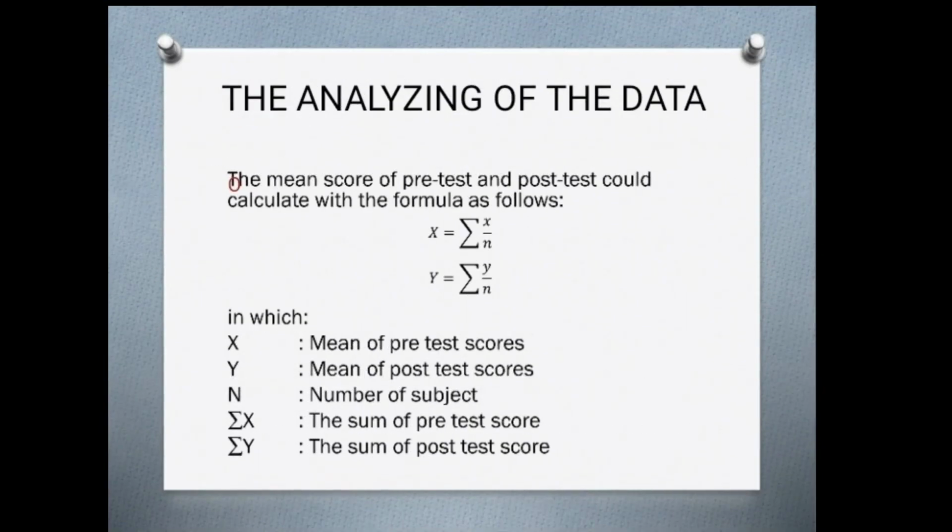The last is the analyzing of the data. The mean score of pre-test and post-test can be calculated with the formula as follows: X equals sigma X per N, Y equals sigma Y per N, in which X is the mean of pre-test scores, Y is the mean of post-test scores, and N is the number of subjects. Sigma X, the sum of pre-test scores. Sigma Y, the sum of post-test scores.